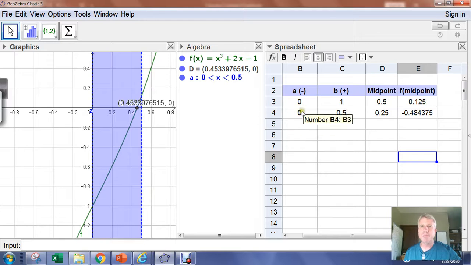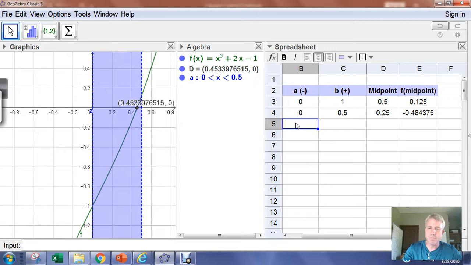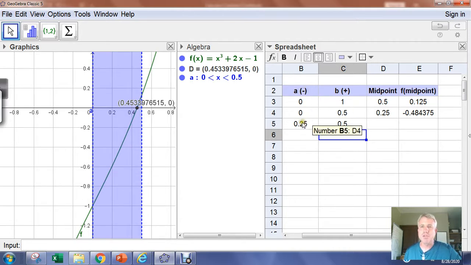So this time I'm going to replace 0, which was the old number that generated a negative output. I'm going to replace 0 with 0.25, a number that generates a negative output. So equals the number in the cell that's generating the negative output. And I'm going to keep the 0.5 for the other endpoint because it's generating the positive output. And now I know that there's a sign change on my function between 0.25 and 0.5. So my midpoint needs to live between those two.